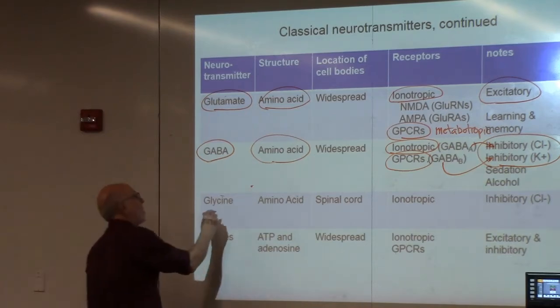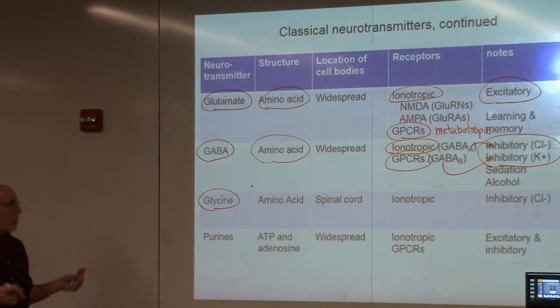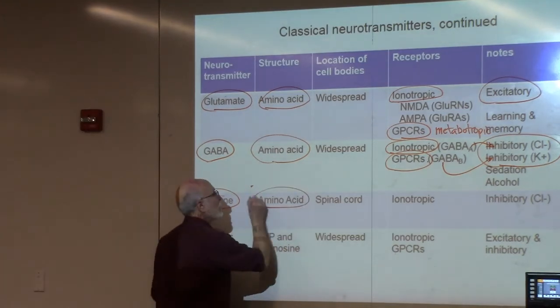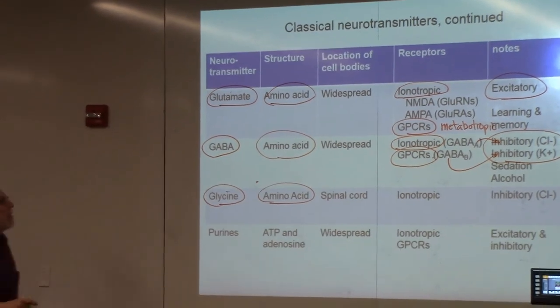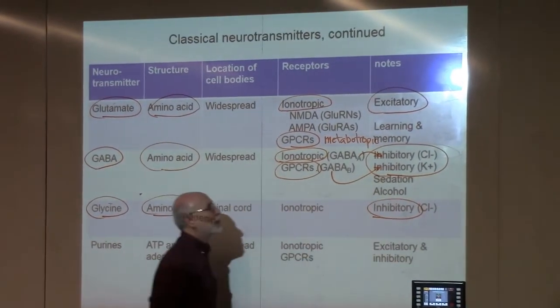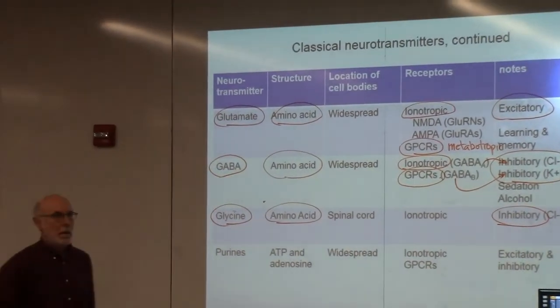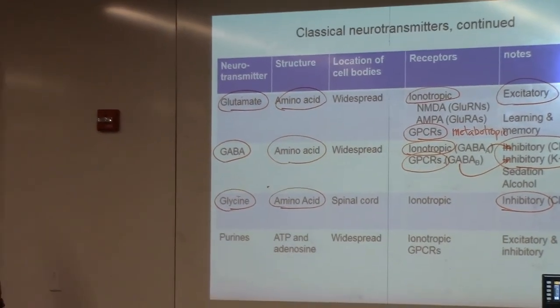I do want you to know that glycine is an important inhibitory neurotransmitter. You already know that glycine is an amino acid, so I can circle this without feeling like I'm adding to your cognitive load. And let's just say that glycine receptors are another set of inhibitory receptors.